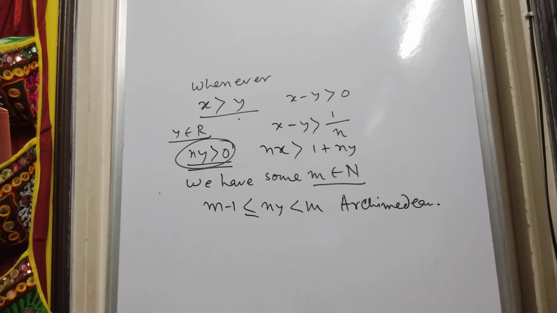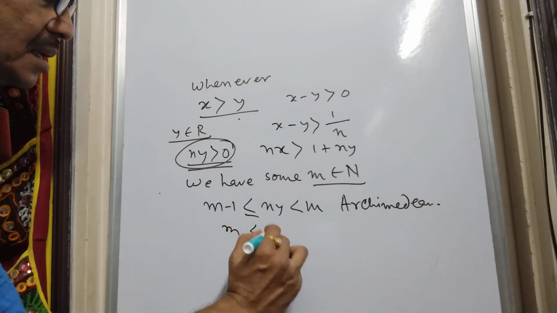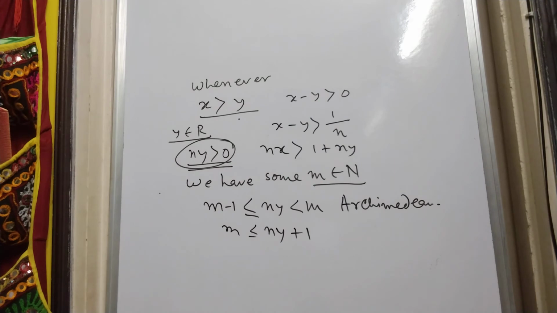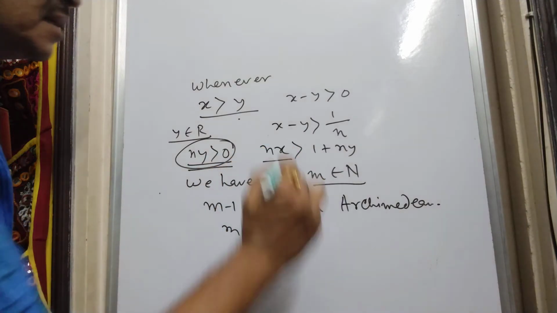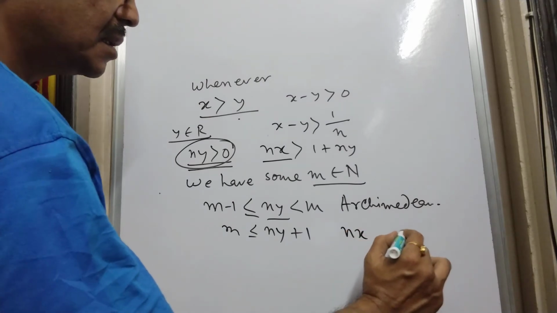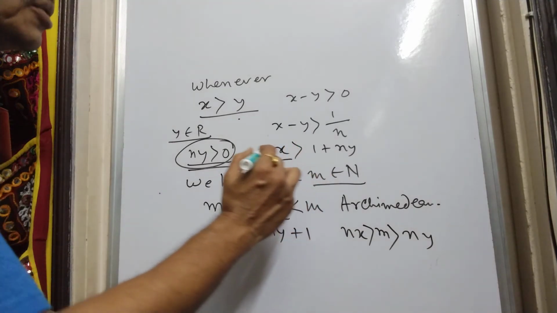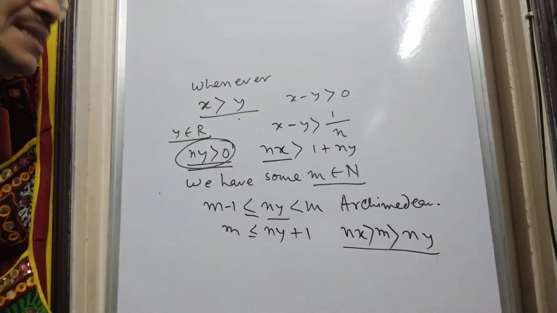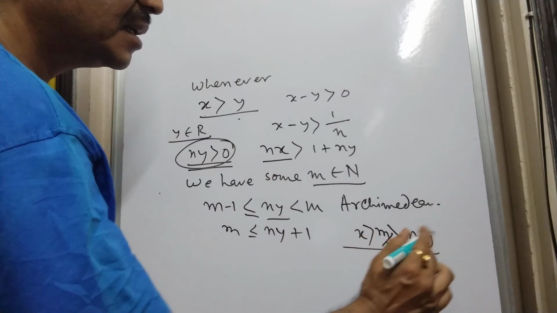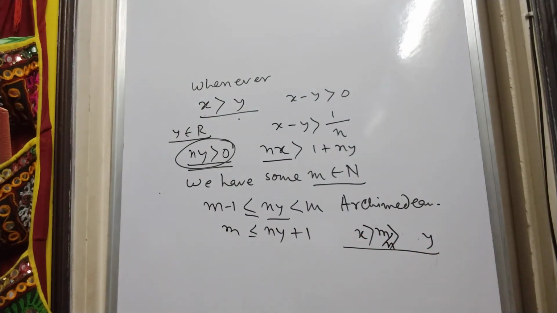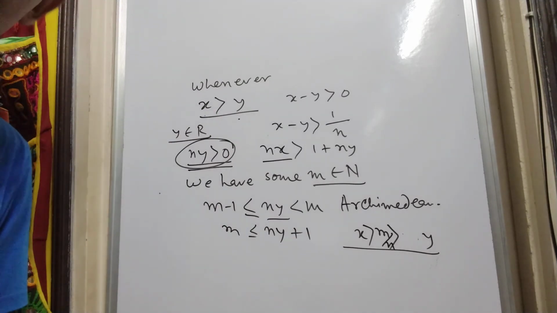And from these two inequalities, one can easily write that obviously this is m. So from this, we may easily write nx and ny, from which we infer that if x is greater than y, we have m by n in between x and y. Okay? So this is a very important way to prove the density of R.